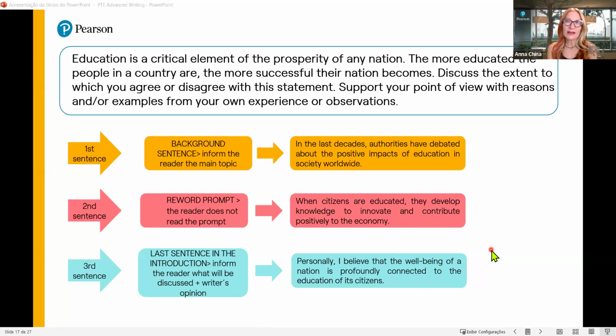So I always like to start with the "personally I believe." Once again, it adds a little bit of complexity, right? So this isn't really a template, but it's a little structure to help your students. I find it very useful, very helpful to have these little tips.